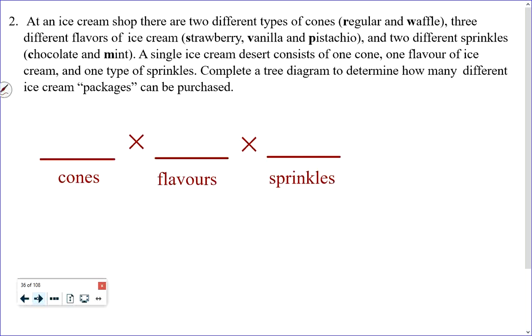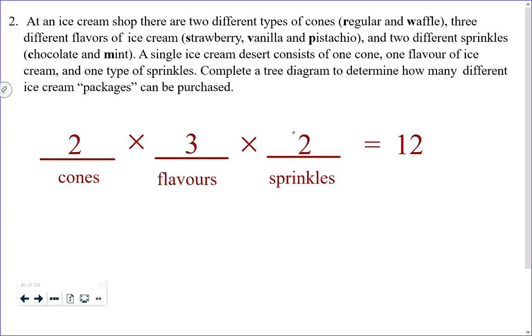Cones, flavors, and sprinkles. Well, there were 2 cones, there were 3 flavors, and there were 2 sprinkles. If we multiply that, we get 12. If you had an option of no sprinkles, then the number of different choices you could make would be 3 here. Chocolate, mint, or nothing. And that would change the outcome.